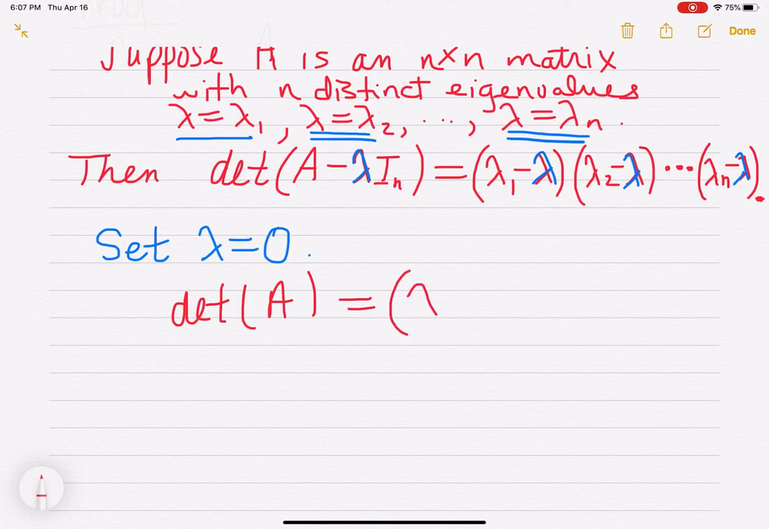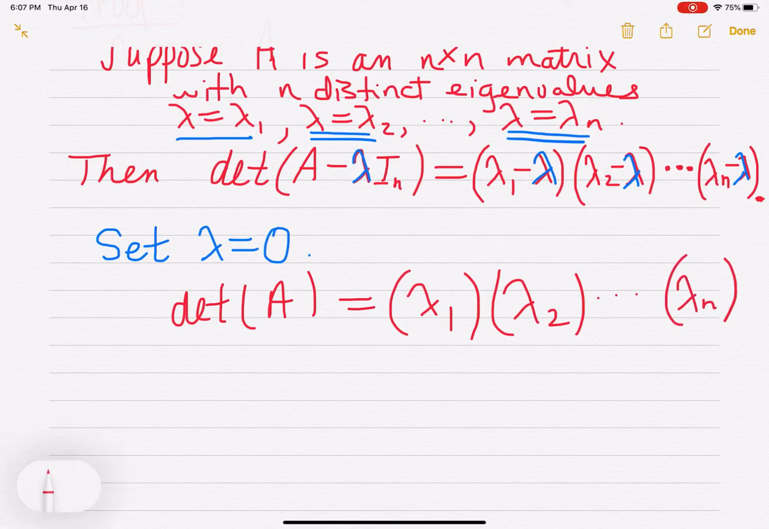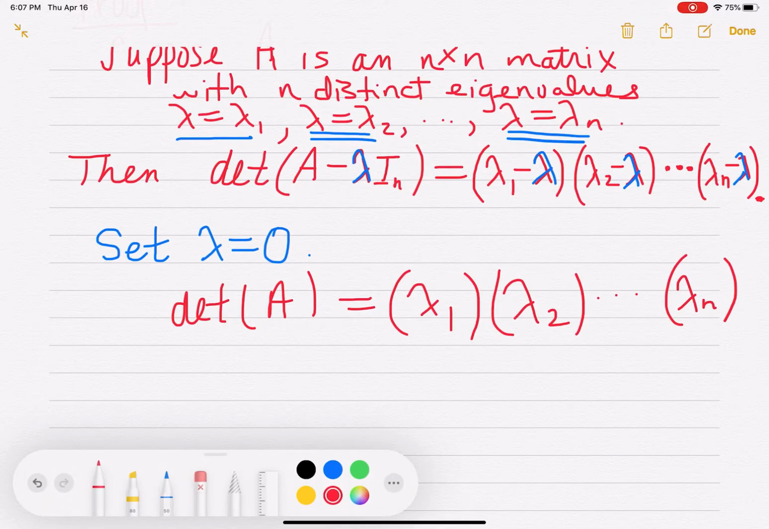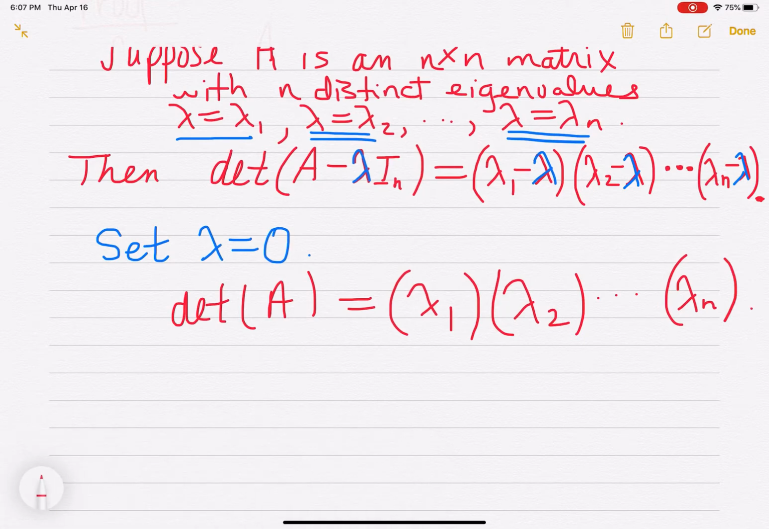Lambda 1, lambda 2, dot, dot, dot, and so on and so forth, lambda n, right? When we plugged in 0 for the lambdas, those things just zeroed out. So we can just have lambda 1, lambda 2, lambda n. So what is that? That's precisely what we wanted, right? We wanted the determinant of A to be the product of the eigenvalues. That's what we have. That's the proof. Really pretty proof. So thus, the determinant of A is the product of those eigenvalues, lambda 1 through lambda n. Pretty impressive.